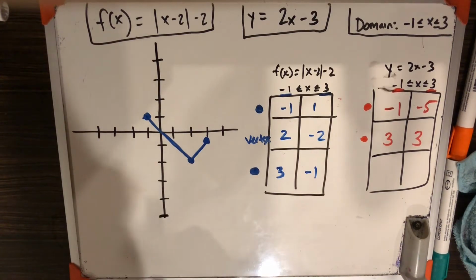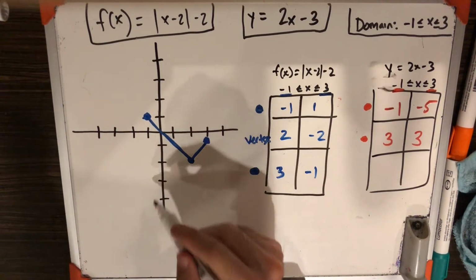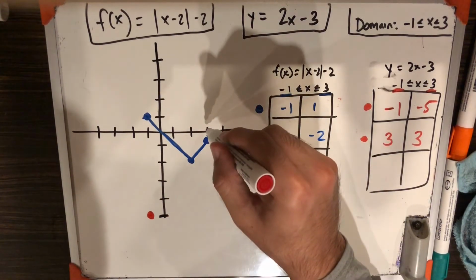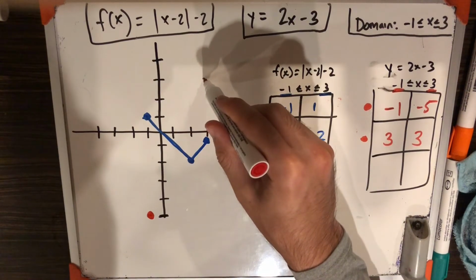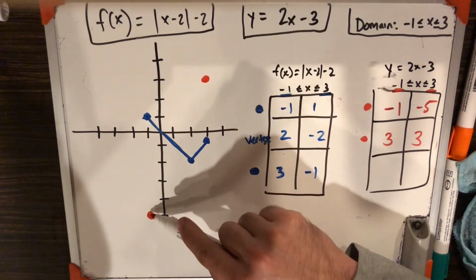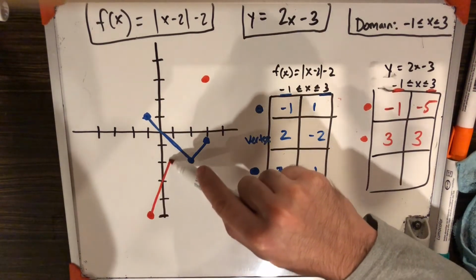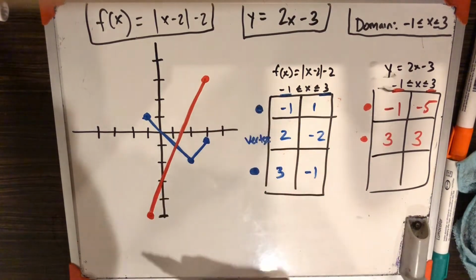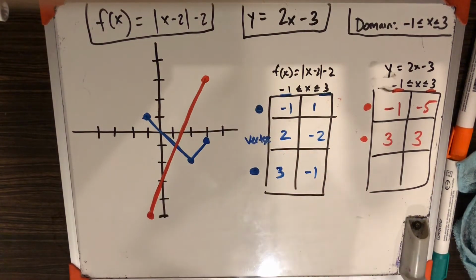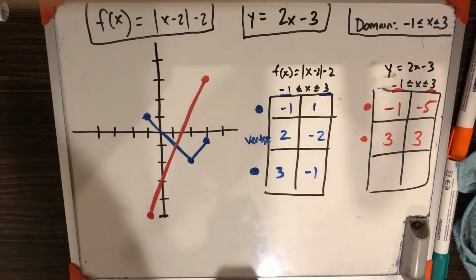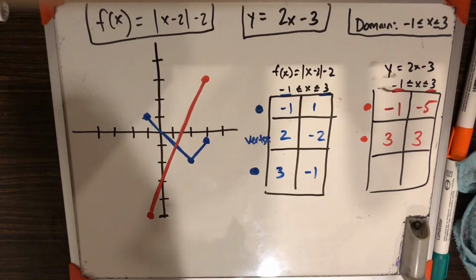Okay, so negative 1 and negative 5 would end up being right here. And then 3 and 3, 1, 2, 3, would be right there. So I'm going to attach these as best as I can. All right. Well, let's see what we end up getting. Again, I got as close as I could, but this is how your equation should look.